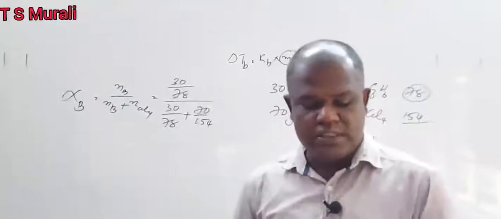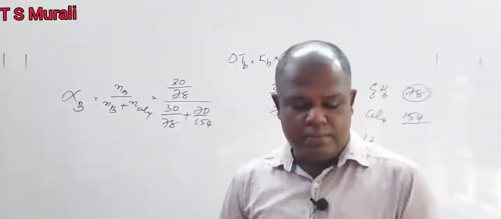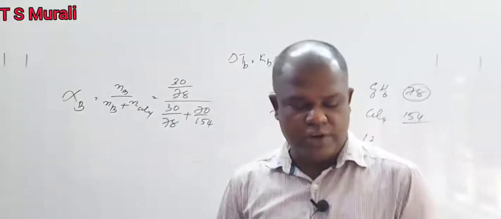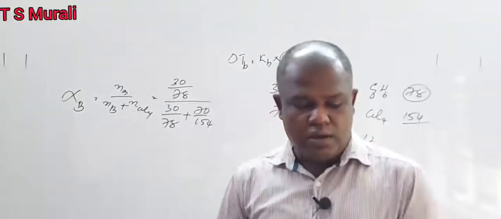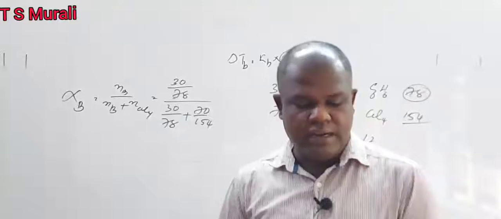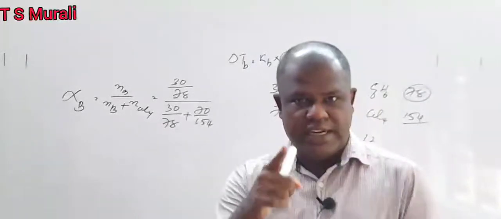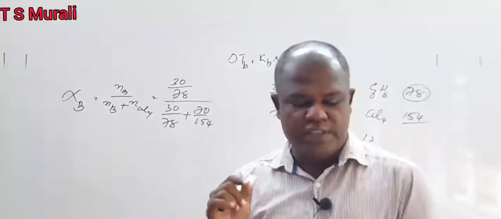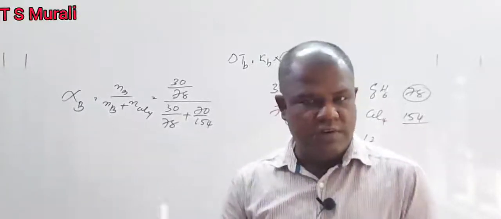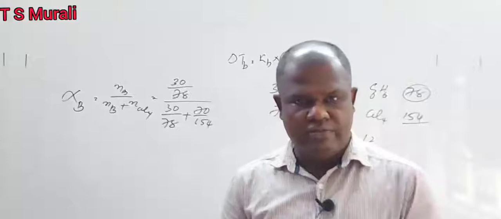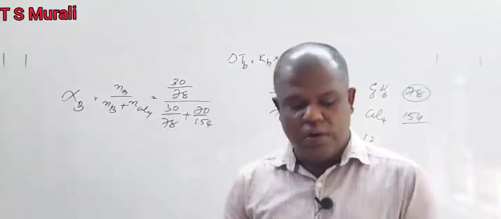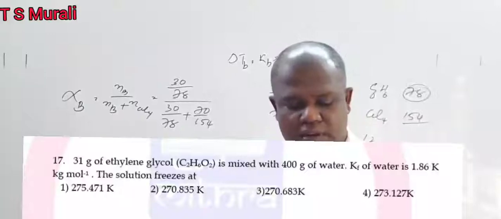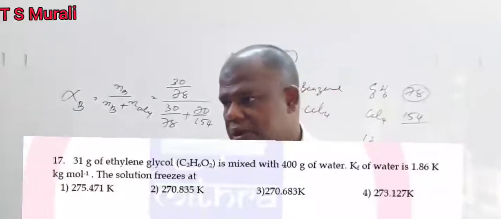That is the answer. Question number 17: 0.31 gram of ethylene glycol. It is actually 0.31, not 31. That is a correction, you note it. 0.31 gram of ethylene glycol, C2H6O2, the molecular formula is given. If it is not given also, you can find the molecular formula. Mixed with 400 gram of water. Kf for water is given and the solution freezes at. That means directly you are asked to find delta Tf.